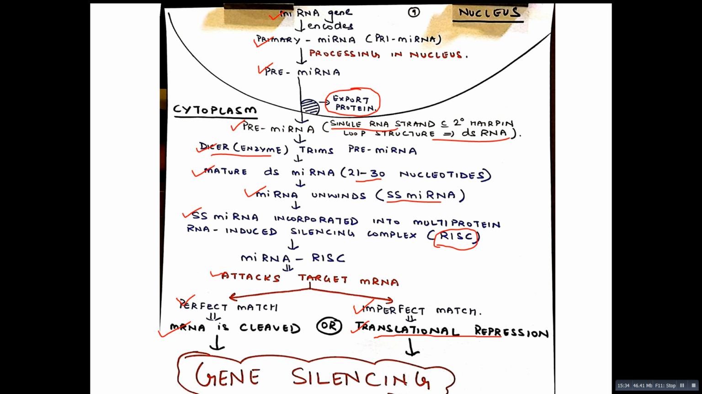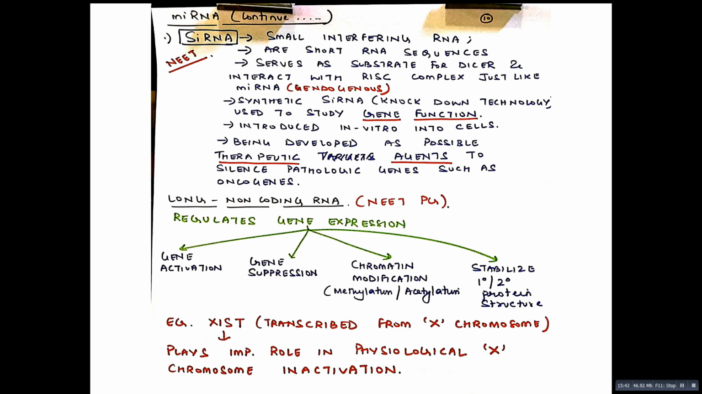Now, another important new concept is small interfering RNA. What is important about small interfering RNA is that they behave exactly as microRNAs, but whereas microRNAs are endogenous, the small interfering RNAs are exogenous. They can be introduced in vitro into the cells. The synthetic siRNAs are used to study gene function, and are being developed as a possible therapeutic agent to silence pathologic genes such as oncogenes.